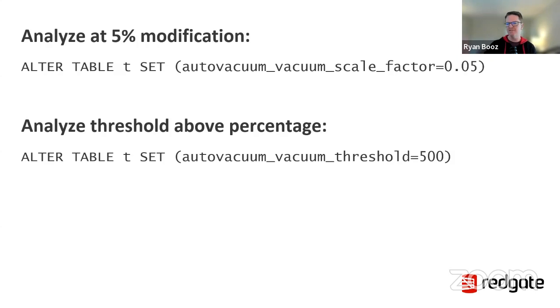Lower that threshold down to 5%, 3%, whatever makes sense for your table, so that vacuuming happens more frequently. That will keep that table in shape. And same thing with the threshold. You can modify that static value.